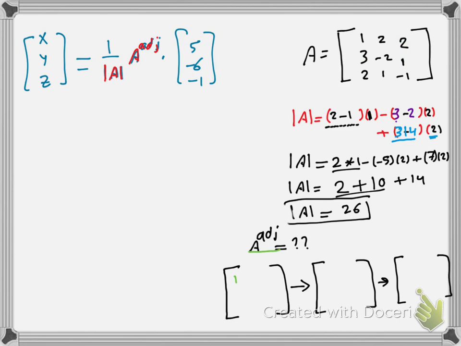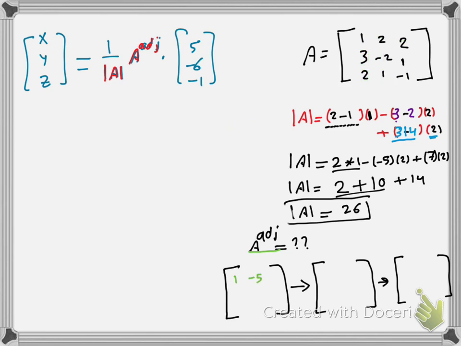By the same way, I will compute the minor of 2. Then I will remove the row and the column. Let's start. 3 multiplied by negative 1, which is negative 3. And here I have 1 multiplied by 2, which is negative 2. Then the answer will become negative 5. Then here I will put negative 5.